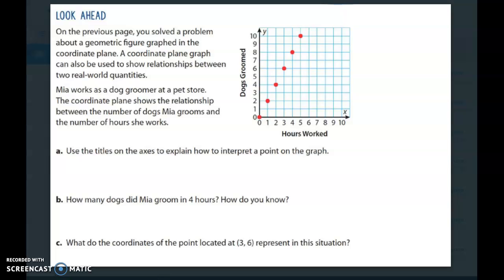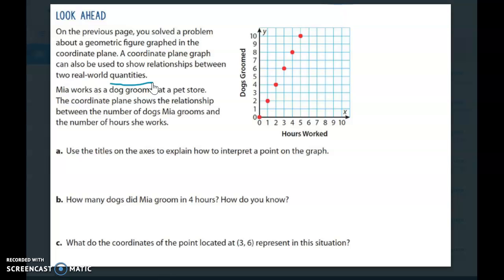So now we get into interpreting a graph and understanding what the points are actually meaning. So I'm just going to read this little bit of information. It says, on the previous page, you solved a problem about a geometric figure graphed in the coordinate plane. A coordinate plane graph can also be used to show relationships between two real-world quantities. That word quantities, we want to think about, it means the amount of something.